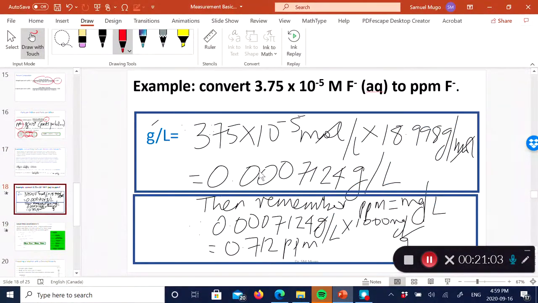Maybe another simple problem here: convert the molarity of this fluoride solution into parts per million. Again, what I need to do is multiply that number by the atomic mass, which is grams per mole of fluoride, and then I'm going to get the answer in grams per liter. After that, I can multiply by 1,000 to get the milligrams per liter, which is the definition of parts per million. So take note of those simple conversions.